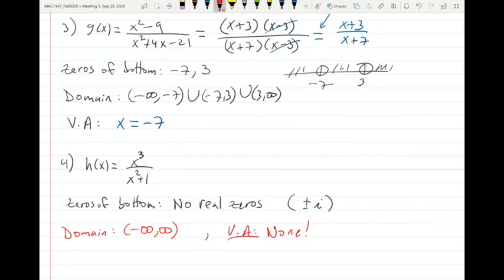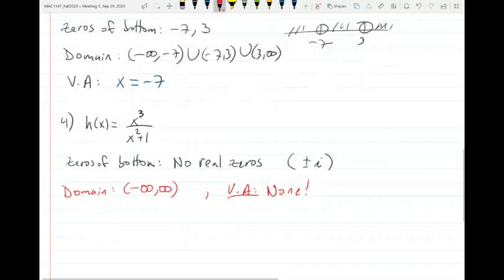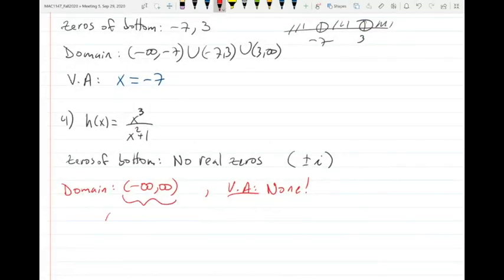If there is no real number making the denominator equal to 0, then every real number is okay. So the domain will be from negative infinity to positive infinity. This is a way of saying all real numbers. Remember, this is interval notation. This means all real numbers. Anything is good. You can plug in whatever you want into this function. So again, that little example here was to show you that sometimes you don't have vertical asymptotes.